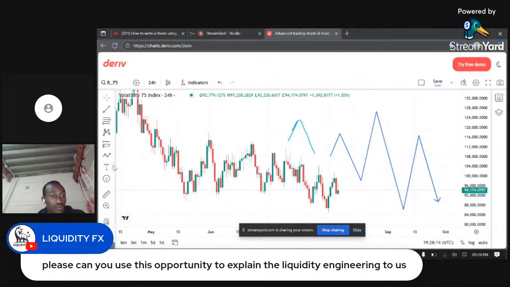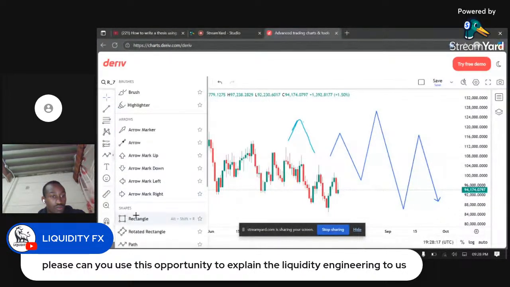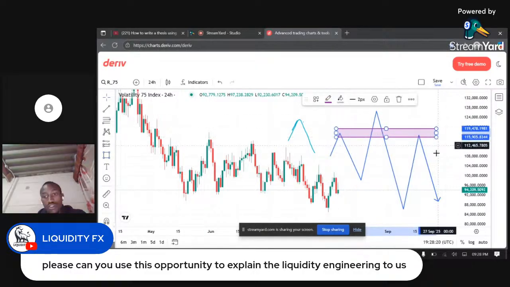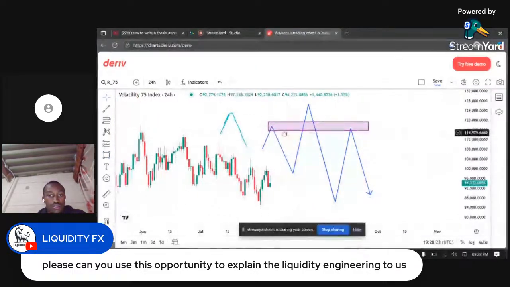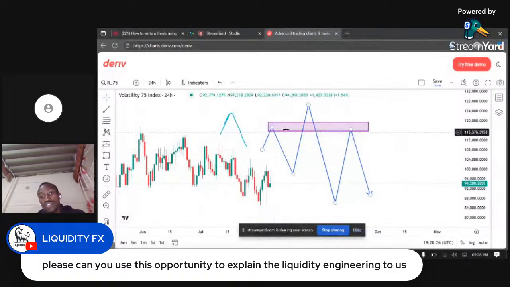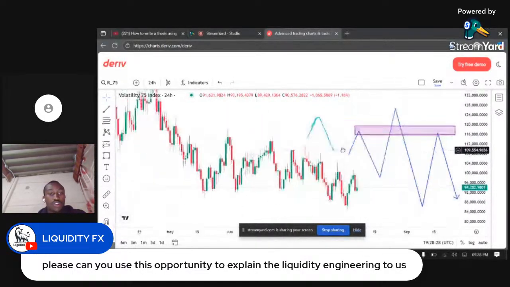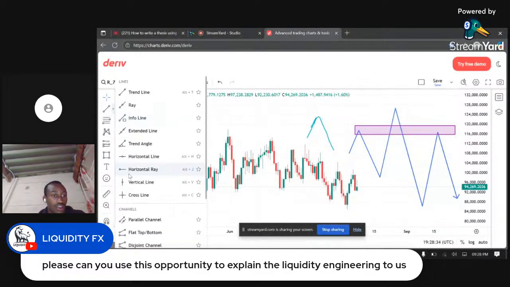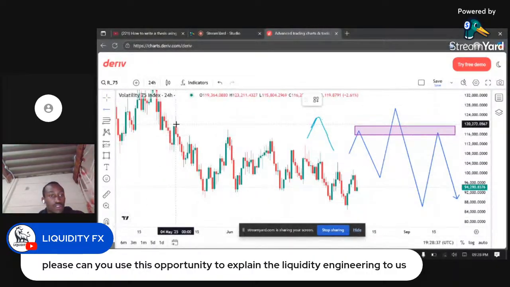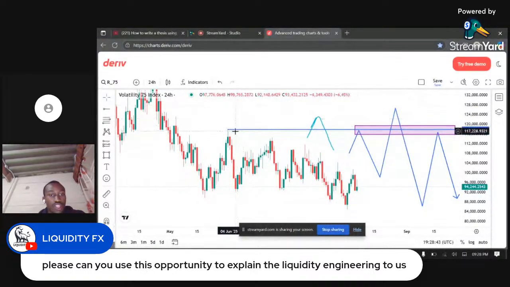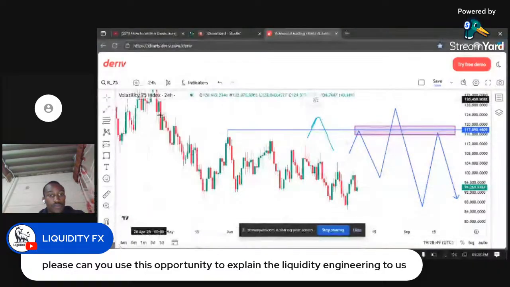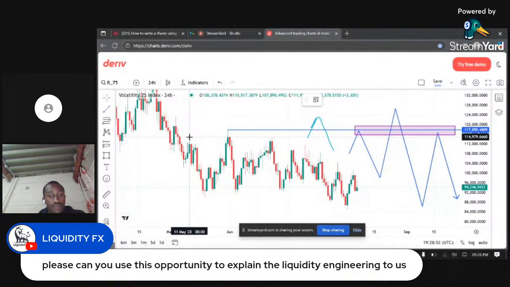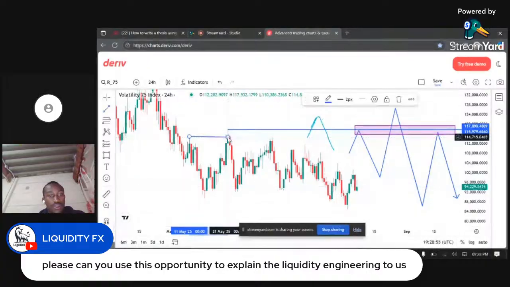So this is the first for a sell setup. This should be our liquidity engineering, right? On a chart, we mark out this here. Let's say on this V75 4 hour, we have this high, we have this, should be a sweep here. Makes sense. Yes.